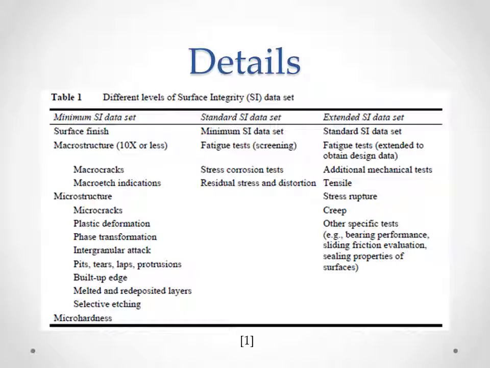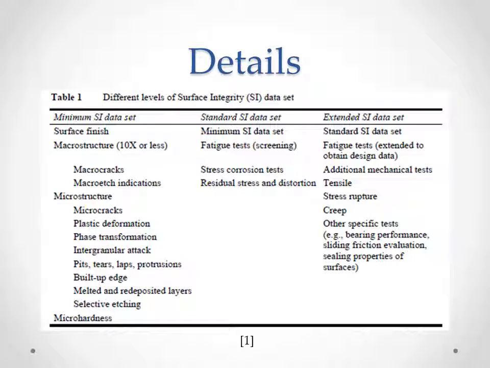Fields and Kales, again, were the first ones to categorize this, taking it from Henriksen, and you can see in the left-hand column there we have the minimum surface integrity data set. Things like surface finish, macrostructure, no magnification less than 10 times, macro cracks, macro etch indications. So obviously just looking at it with the naked eye, you can see something is visibly wrong. And even within the minimum data set, they look at the microstructure too. So we have micro cracks, plastic deformation, phase transformations, intergranular attacks, pits, tears, laps, protrusions, and other abnormalities that the machining operation might cause.